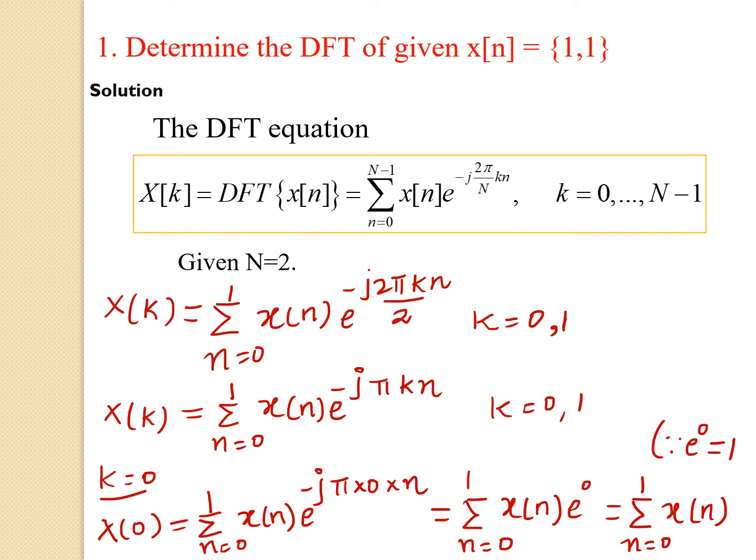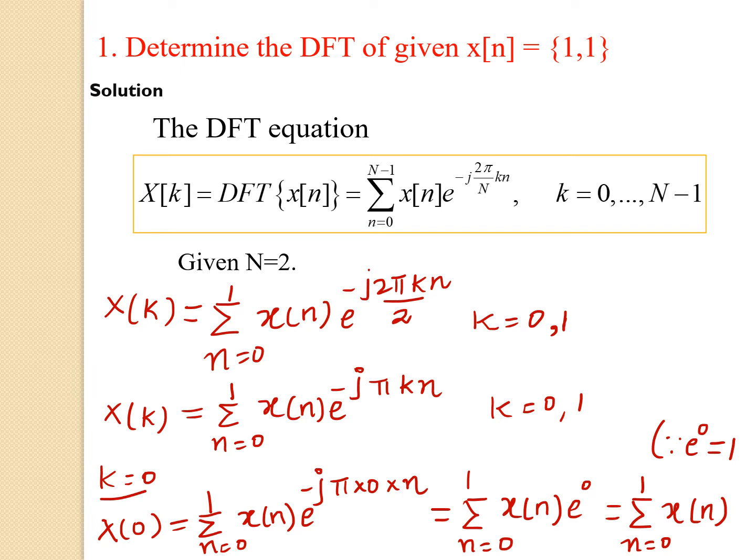So substituting for the capital N, X of k is equal to summation extending from n is equal to 0 to N minus 1, which is 2 minus 1. So that becomes 1, into x of n into e power minus j 2 pi into kn by 2 for k ranging from 0 to N minus 1. So 0 to N minus 1 in the sense, substitute 2 for the capital N. So 2 minus 1 becomes 1. So k is equal to 0 and 1.